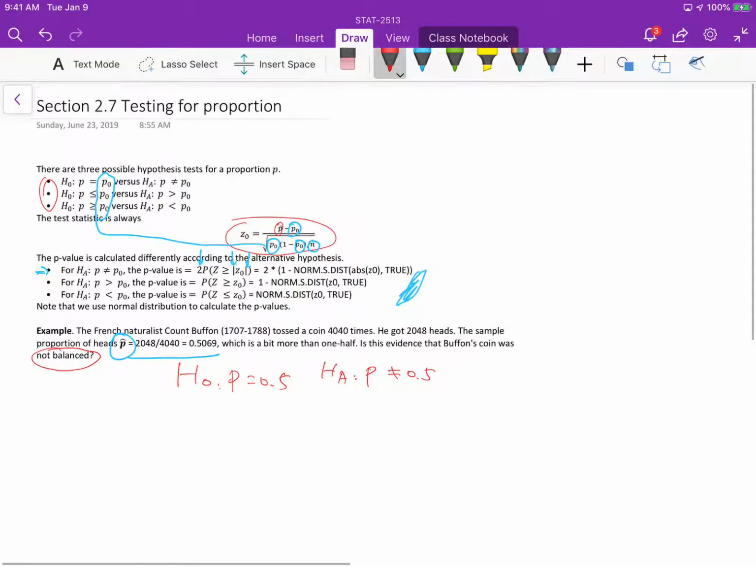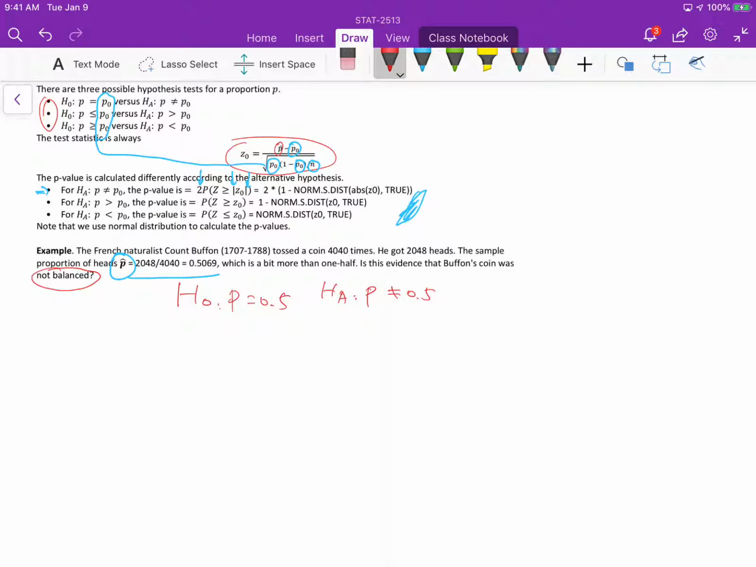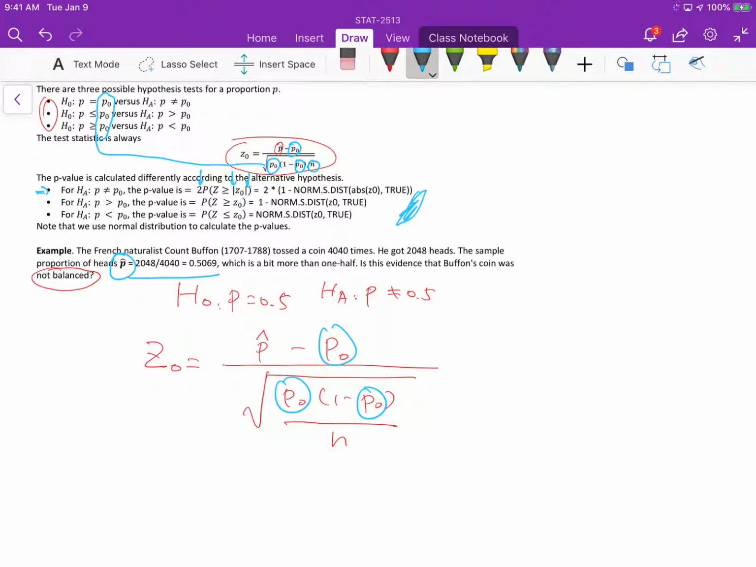Then we can calculate the test statistic. Z0 equals p hat minus P0, over the square root of P0 times 1 minus P0 over n. Here P0 should be 0.5, what we want to test in the null hypothesis. And p hat is here, the sample proportion. And n equals 4,040, so this is the total sample size.